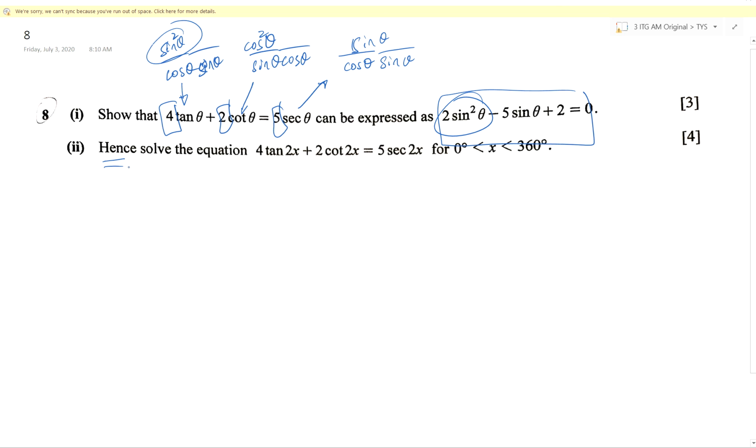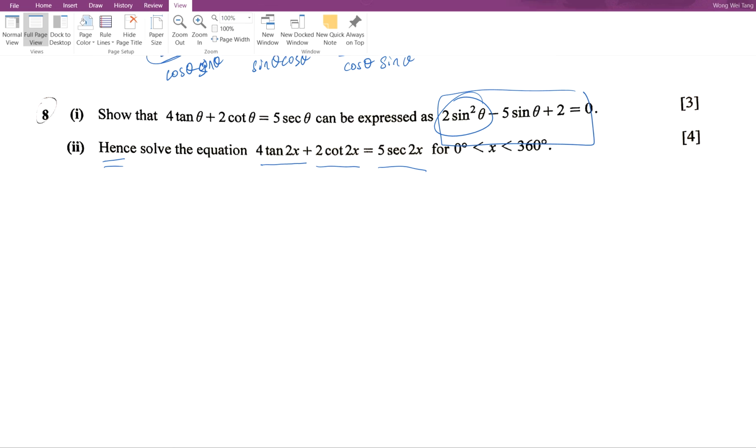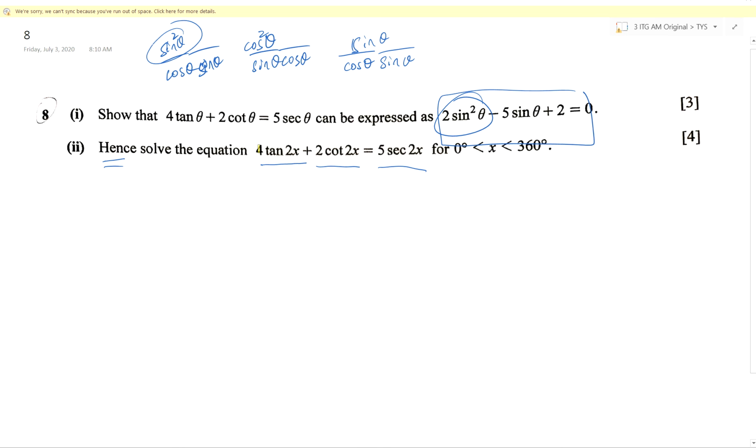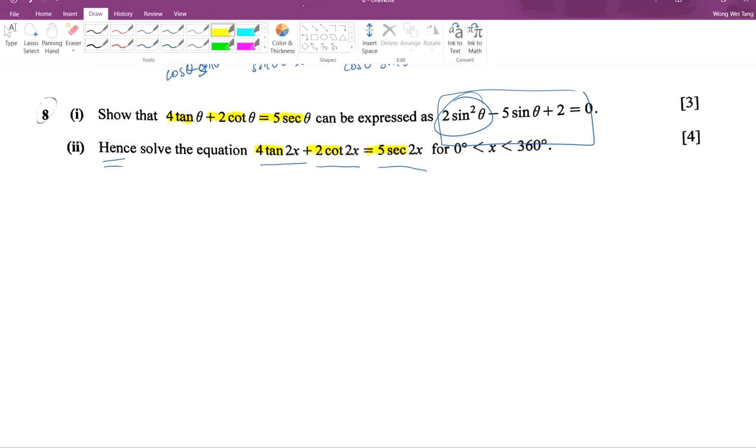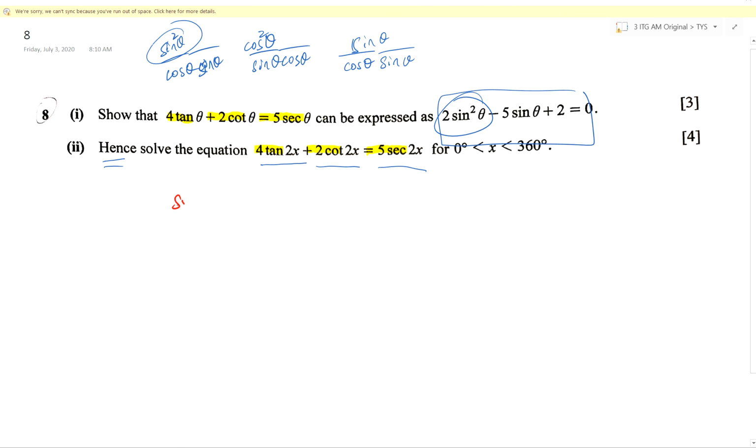In part 2, they say hence. Hence means you have to search for the relationship between part 1 and part 2. 4 tangent 2x, 2 cotangent 2x, 5 secant 2x. You have to realize that they are found here. Four tangent plus 2 cotangent equal to 5 secant. What are they trying to get you to do? They are trying to get you to let theta equal 2x.